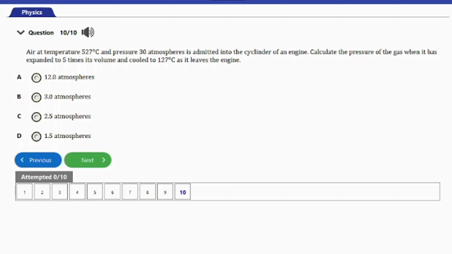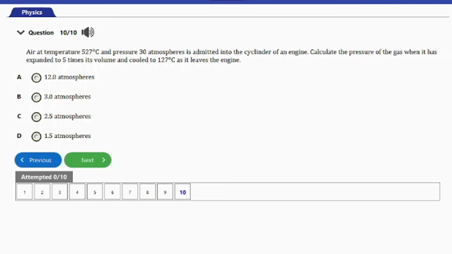It says, a gas at temperature 527 degrees Celsius and pressure 30 atmospheres is admitted into the cylinder of an engine. Calculate the pressure of the gas when it has expanded to 5 times its volume and cooled to 127 degrees Celsius as it leaves the engine.